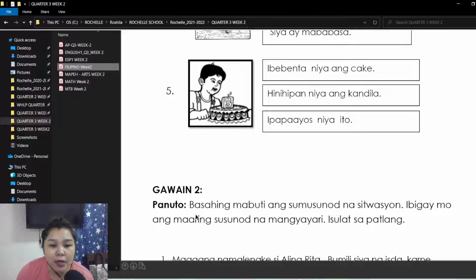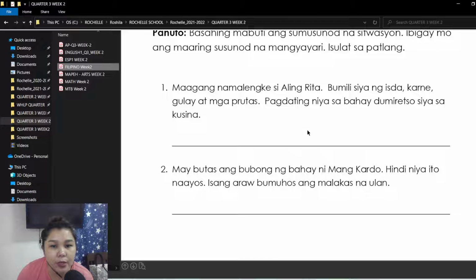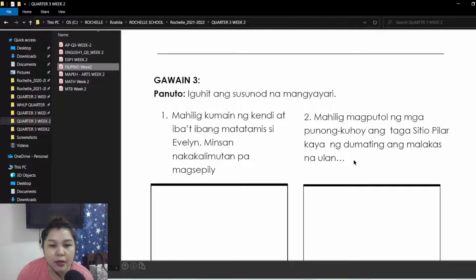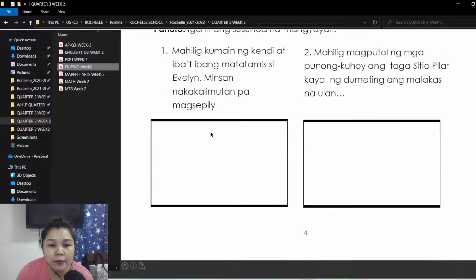And then, gawain 2, basahin mabuti ang sumusunod na sitwasyon. Ibigay mo ang maaaring susunod na mangyayari, isulat sapat lang. So, pwedeng maikli lang na sagot dito sa 1 to 5. And then, gawain 3, iguhit ang susunod na mangyayari. So, number 1, itang sitwasyon, i-drawing ang mangyayari sa kahon sa baba. And then, may number 2 din, may kahon na guguhitan mo ng susunod na mangyayari.